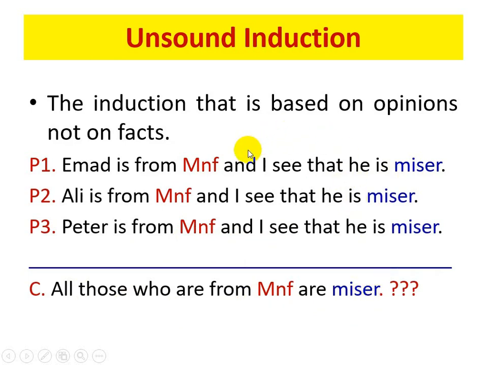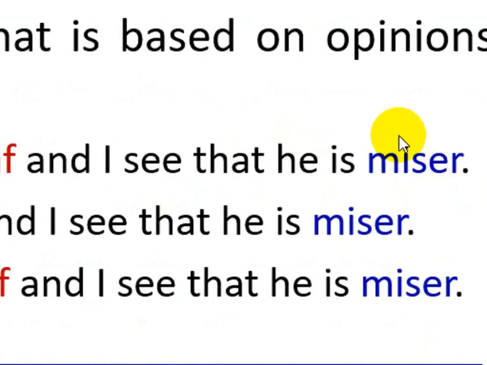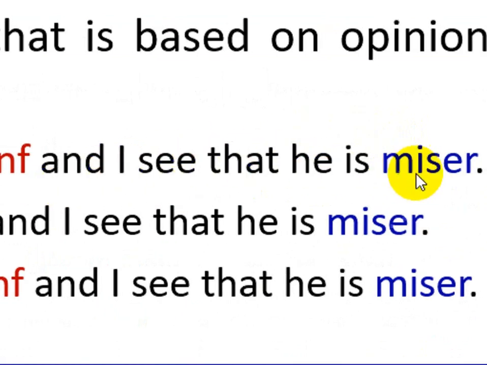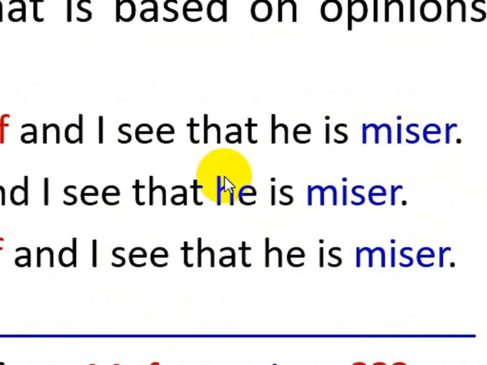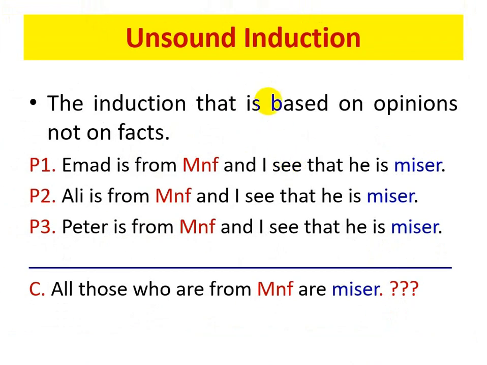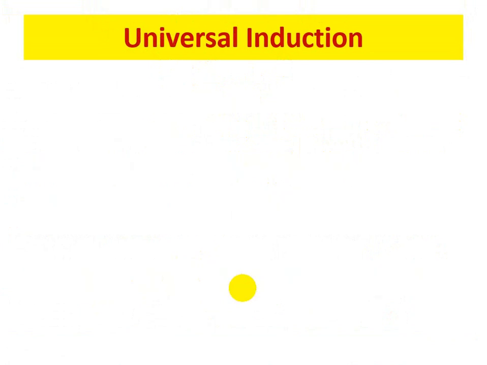Because here we based our induction upon opinions, not upon facts. What are the opinions here? When I say I see that he is a miser, you may see that he is a miser, but the truth may not be like that. So in this example, the induction is based upon opinions, not on facts. So this is unsound induction, and this conclusion is unsound. What else?